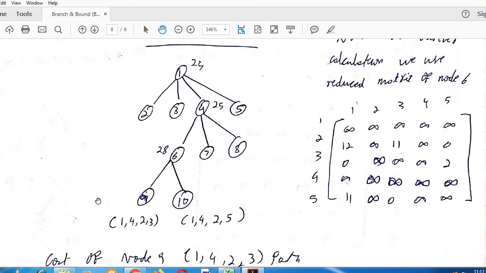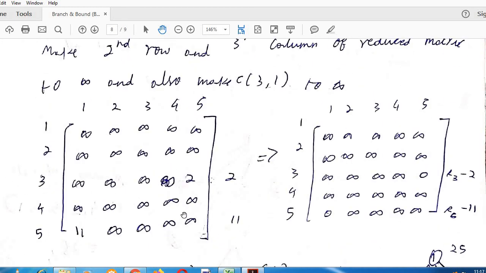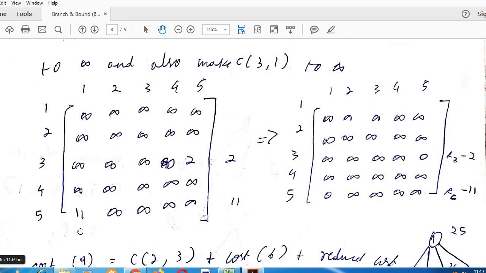So first you apply row minimization, and when you apply row minimization, your value becomes 0. When you perform column minimization, the minimum value will be 0 itself. So I will subtract the third row elements with 2 and the fifth row elements with 11. Then I will get this reduced matrix.